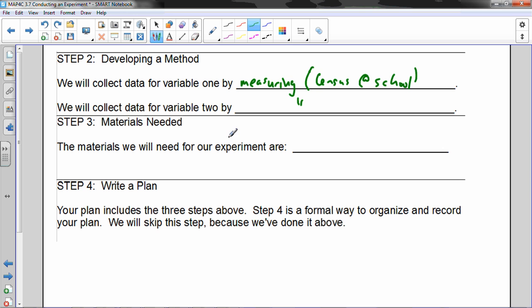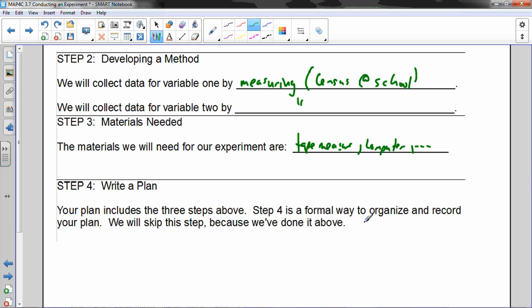Materials needed. The materials we will need for our experiment, well, we already did it, but we had a tape measure, computer, and this is very sciencey, but we would list all the things that we needed. If you plan some sort of experiment that had ice melting or something like that, you need a thermometer or whatever. Step 4, write a plan. Your plan includes the 3 steps above.